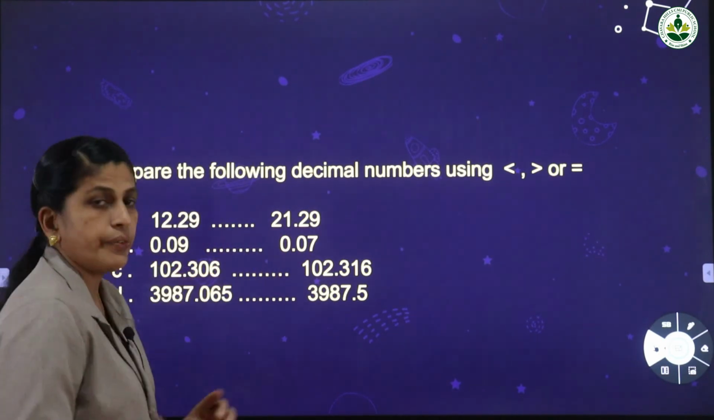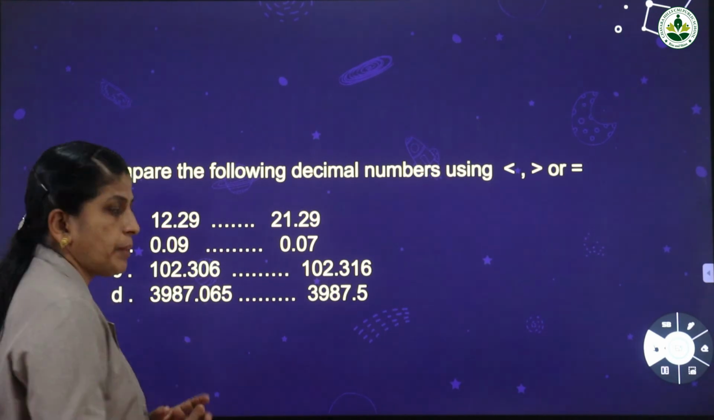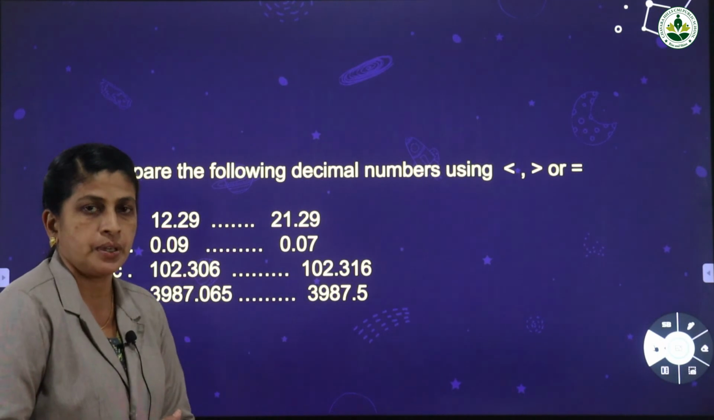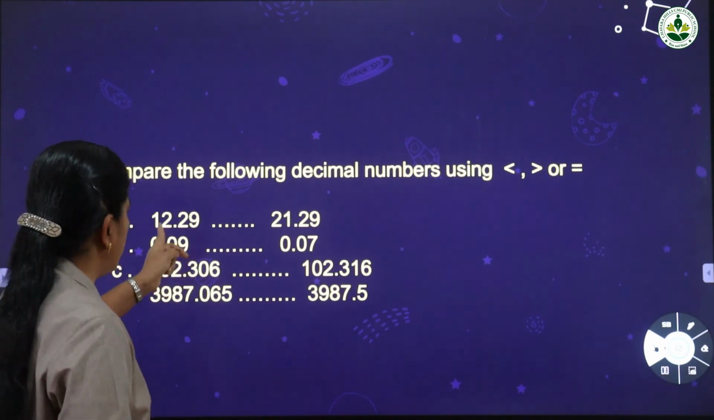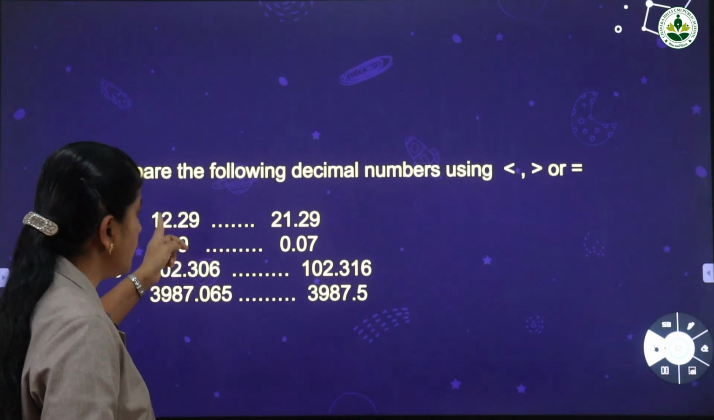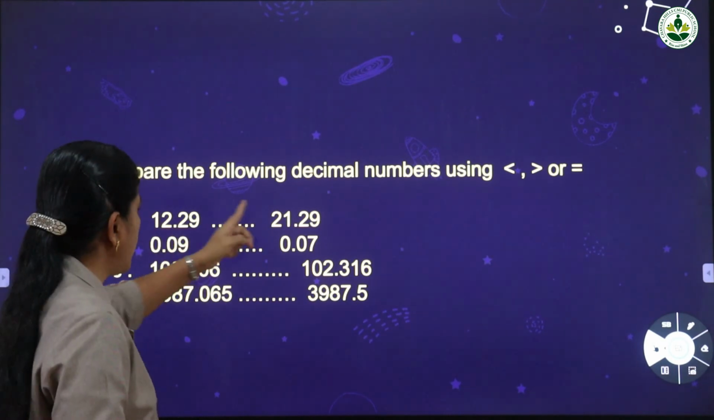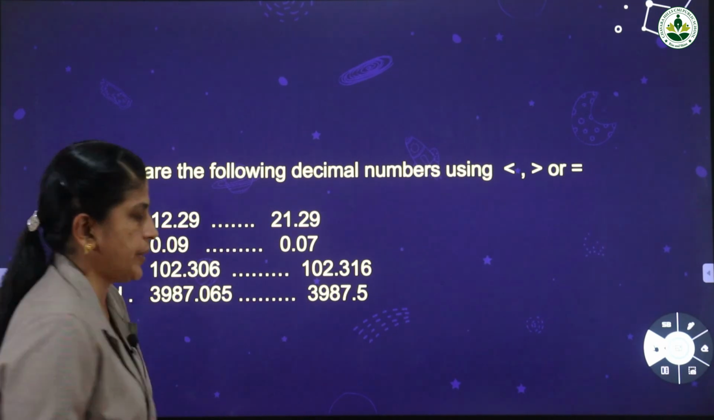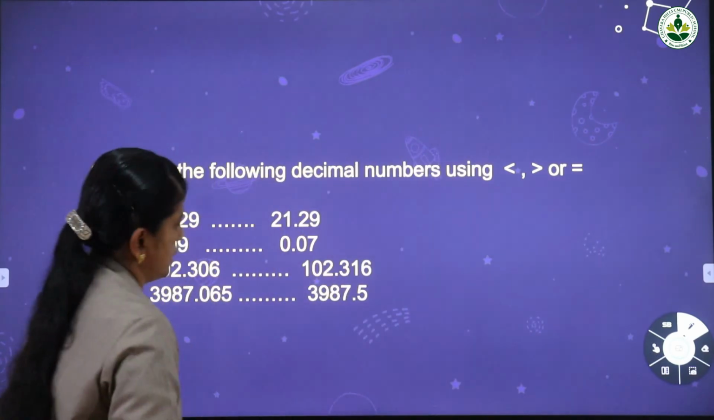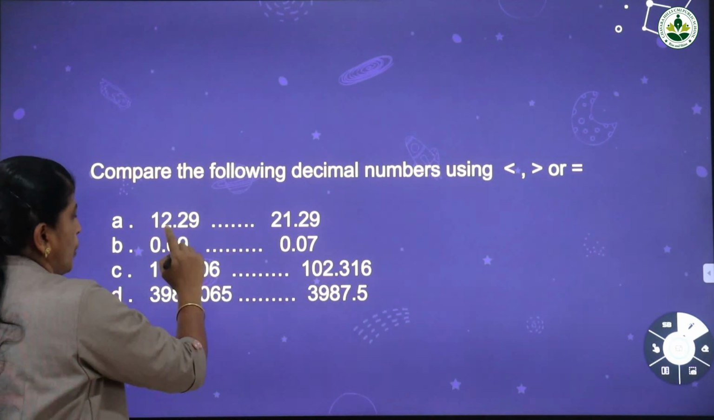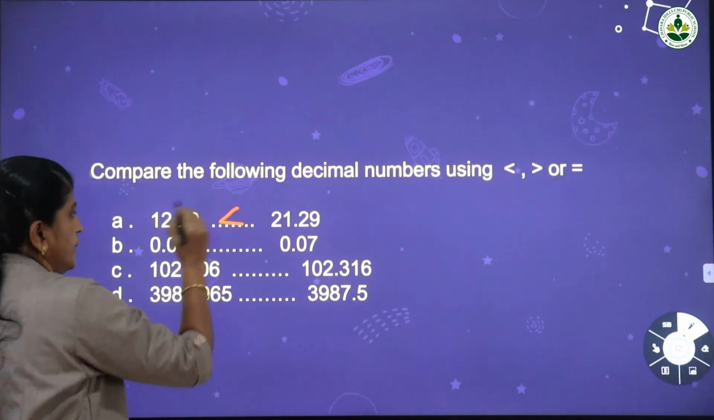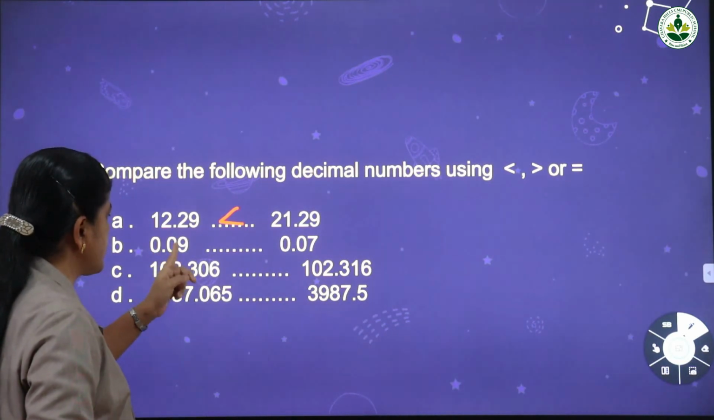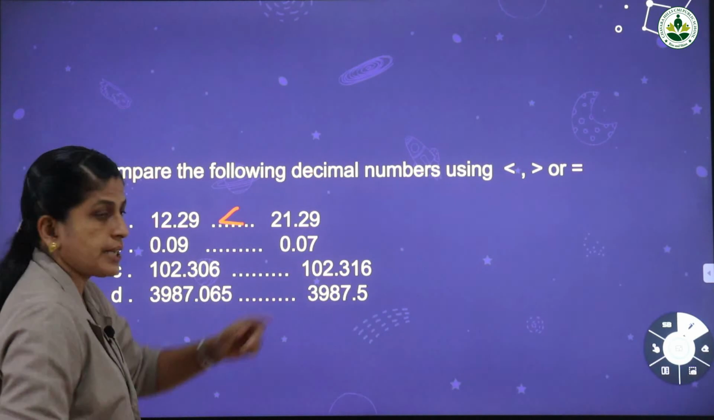Okay, therefore, first question, 12.29 and 21.29. For a decimal number, we need to compare the whole number part first. The whole number parts are 12 and 21. Which is bigger, 12 or 21? 21 is bigger. Therefore the symbol is 12.29 less than 21.29.